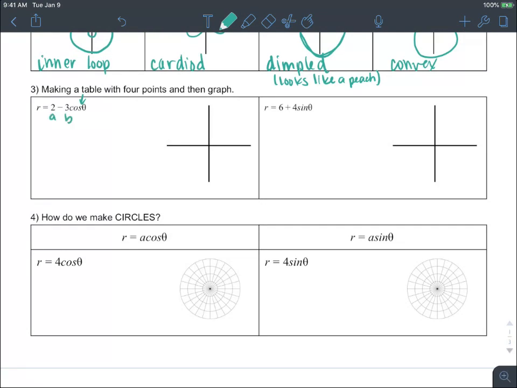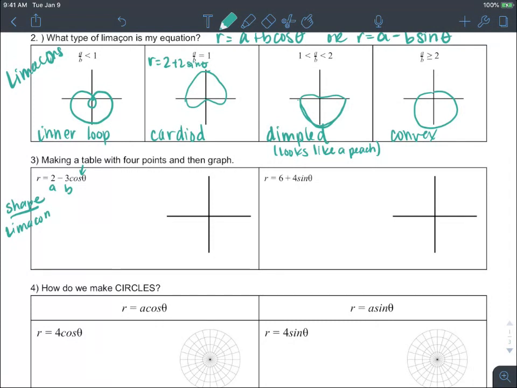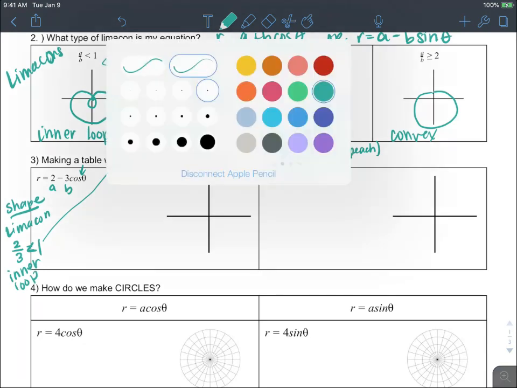So the shape is a limaçon, but I need to know what kind. So A is equal to 2 and B is equal to 3. So A over B is 2 over 3, which gives me less than 1. So I'm like, okay, this is going to be an inner loop. Okay. So now I'm going to go ahead and create a little table for my r and theta.